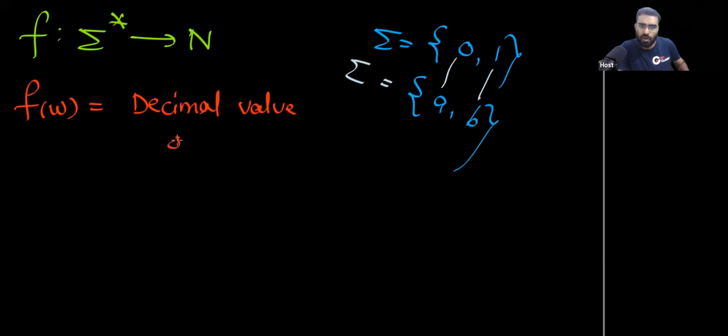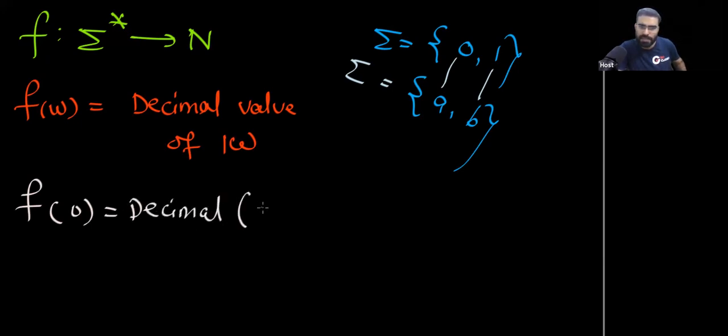Decimal value of 1w. Okay, this is the mapping we are giving. So what will be f of 0? That will be decimal value of 10. What is the decimal value of 10? That will be 2.